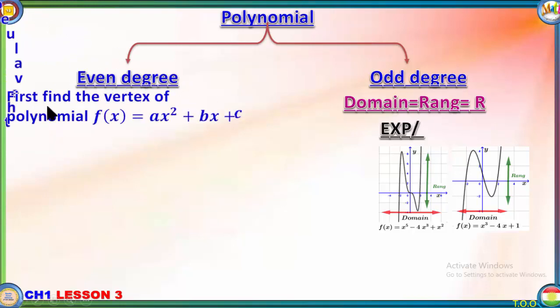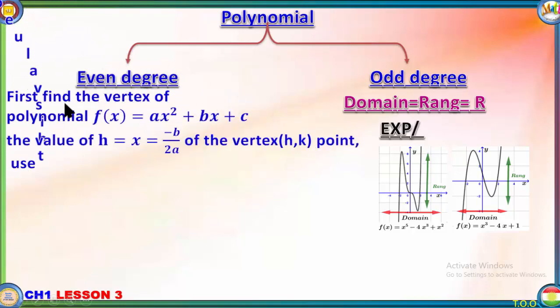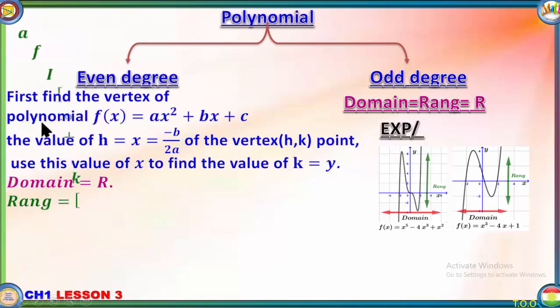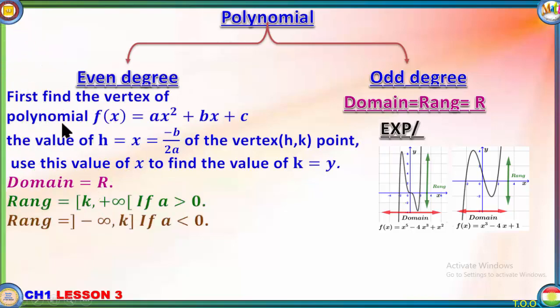So, first of all, find the vertex of the quadratic function or polynomial f(x) = ax squared + bx + c. Vertex h is equal to x = -b over 2a, and the vertex is the point (h, k). Use the value of x to find the value of y, which is equal to k.